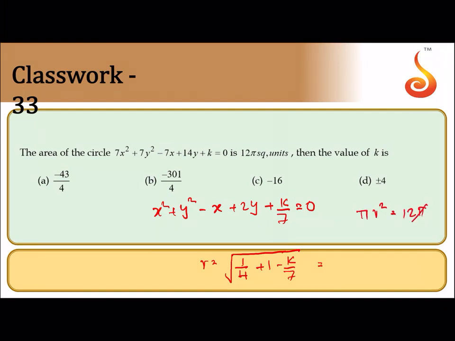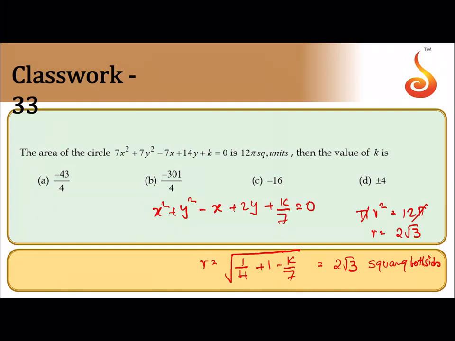What's the radius given? So the area of a circle is pi r square is equal to 12 pi. So pi and pi will cancel. r is equal to under root of 12, which will give you 2 root 3. So this is equal to 2 root 3. From this we can calculate the value of k.